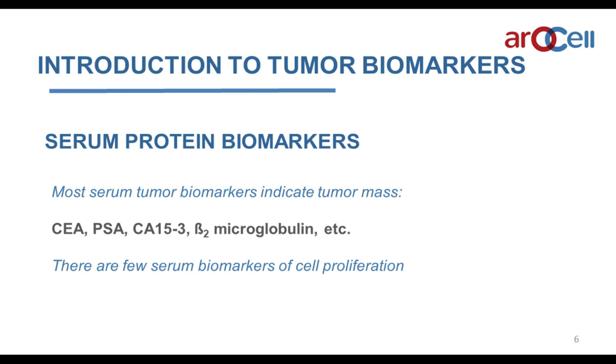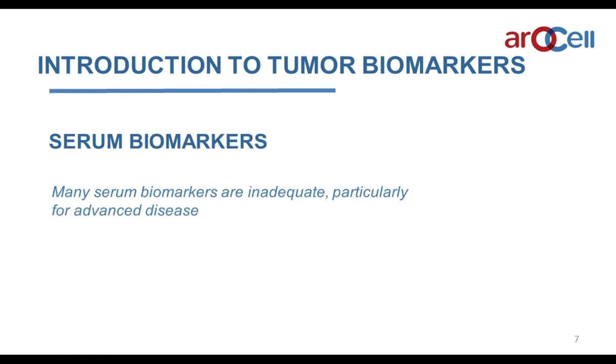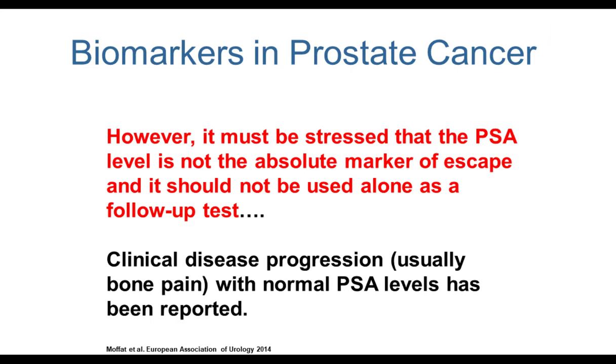There are also serum protein biomarkers, and these mostly indicate tumor mass. And there are many of these, again, CEA, PSA, and many more. But there are very few serum biomarkers of cell proliferation. And many serum biomarkers are inadequate, particularly for advanced disease. And this has been stated for two of the most important cancer types.